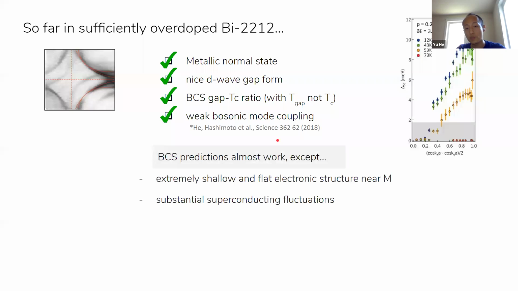So we see that BCS predictions almost work, except for this band structure nuance where we have a flat and shallow electronic structure near the zone boundary. And there is subsequently a substantial superconducting fluctuation there. We have more microscopic models with quantum Monte Carlo calculations to justify how a flat electronic structure can enhance such fluctuations beyond the simple mean field. But we'll not have time for it today.